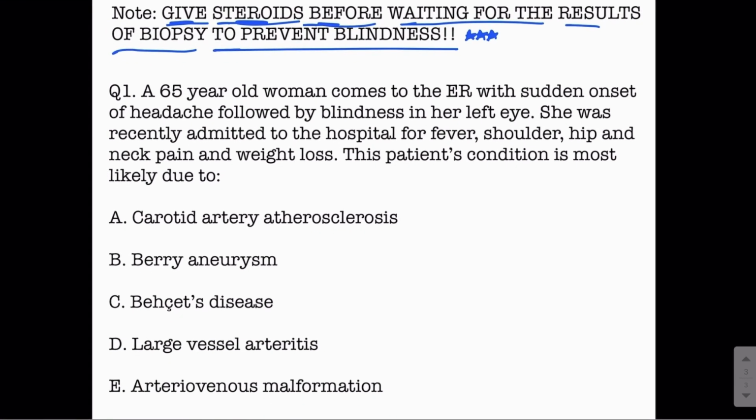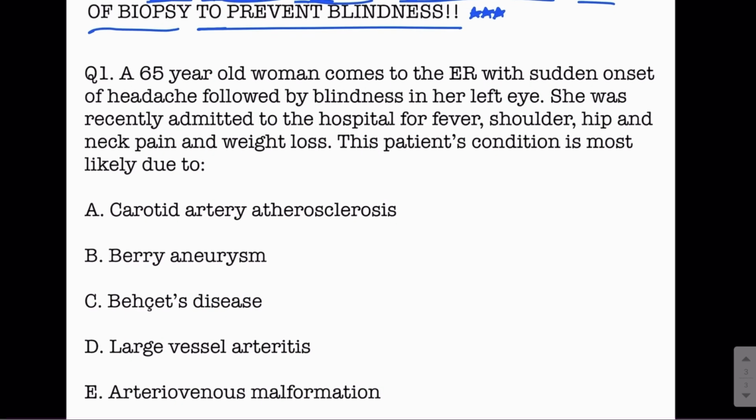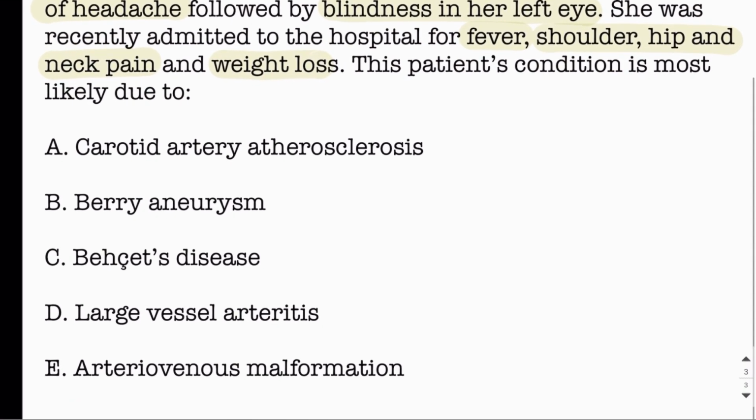Let's move on to the question. A 65-year-old woman, so guys, you can see the age and the gender. The elderly woman comes to the ER with sudden onset of headache, followed by blindness in her left eye. So you can see the monocular vision loss. She was recently admitted to the hospital for fever, shoulder, hip, and neck pain. So guys, this is characteristic of polymyalgia rheumatica. And weight loss. This patient's condition is most likely due to, what do you think is the answer?